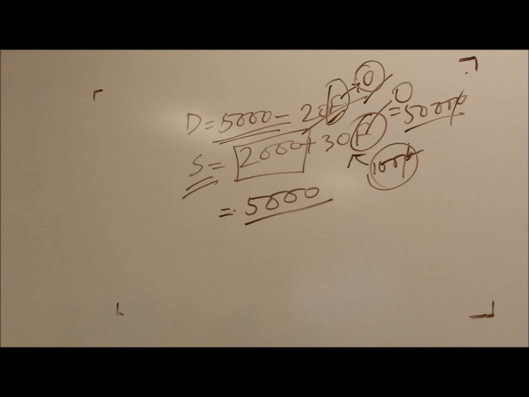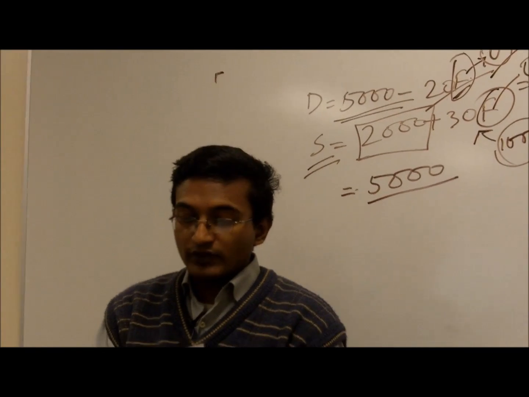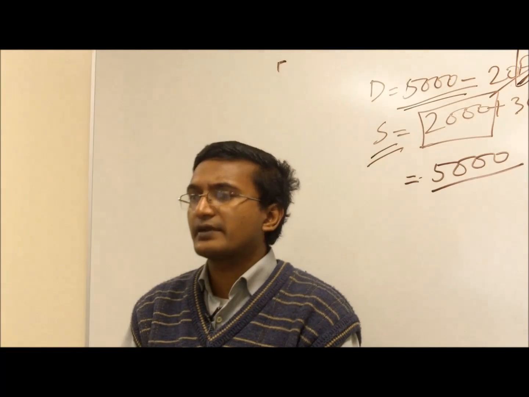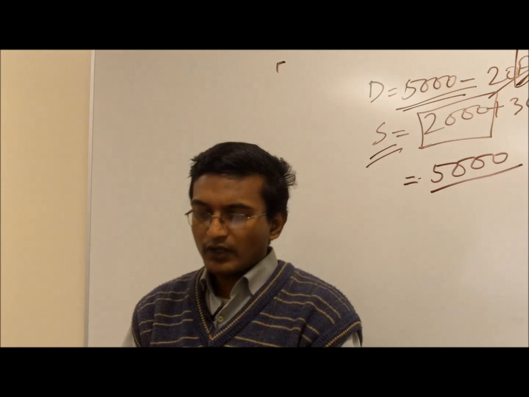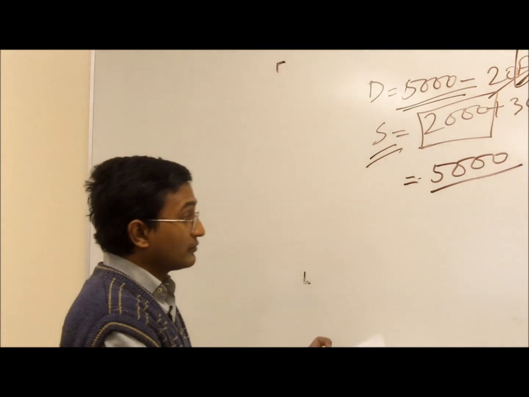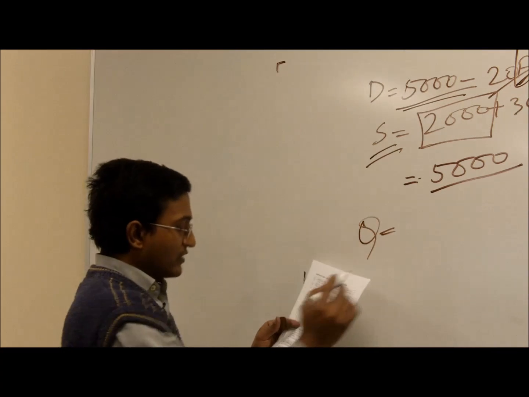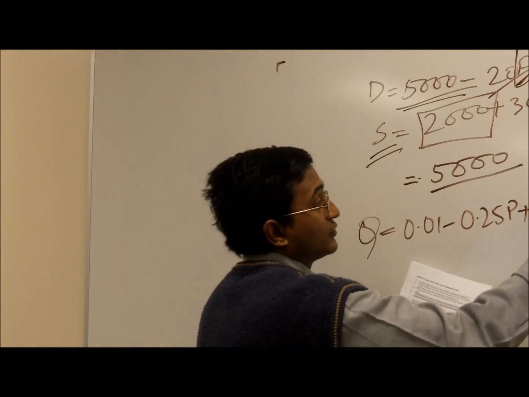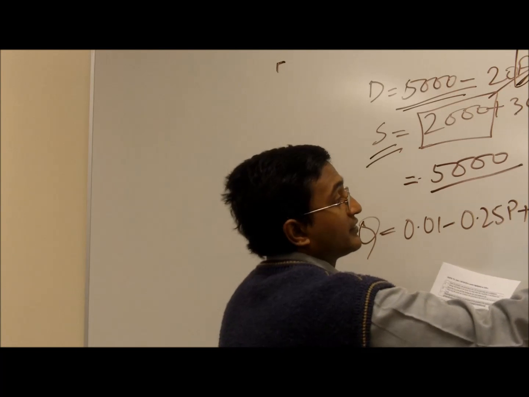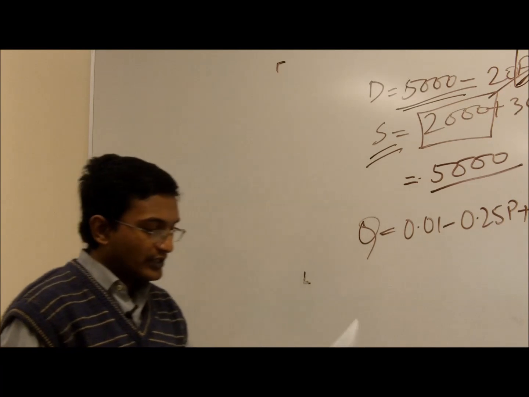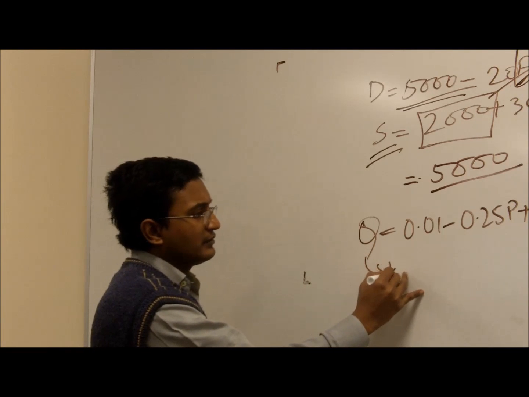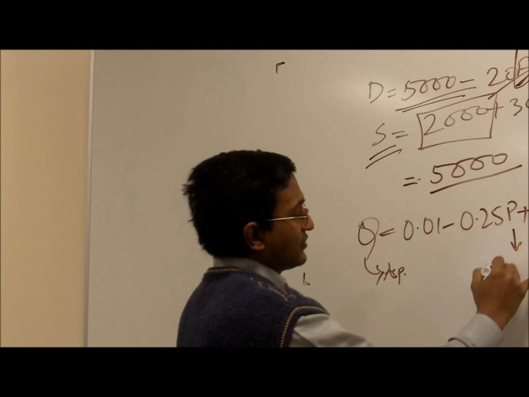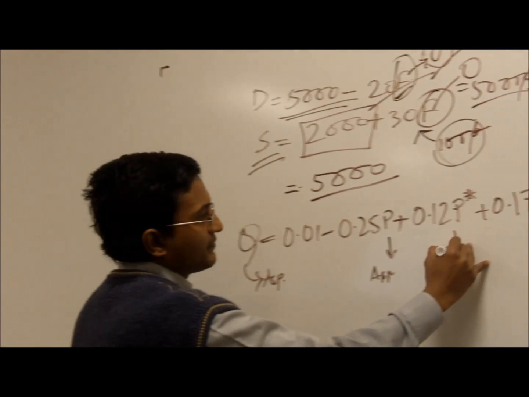You can see this is quiz 1 question 4, there is a substitute and complement thing. Look at the demand equation: Q equals 0.01 minus 0.25 P plus 0.12 P star plus 0.17 A. Here Q is the quantity of aspirin, P is the price of aspirin and P star is the price of coffee.